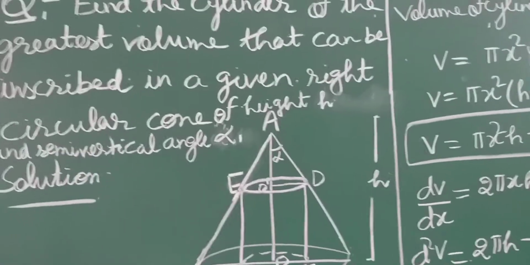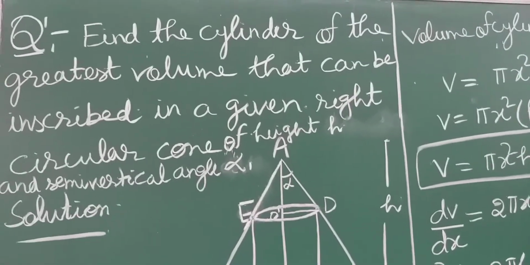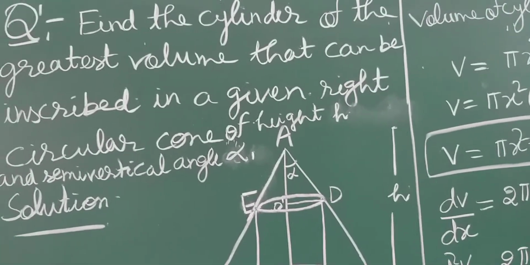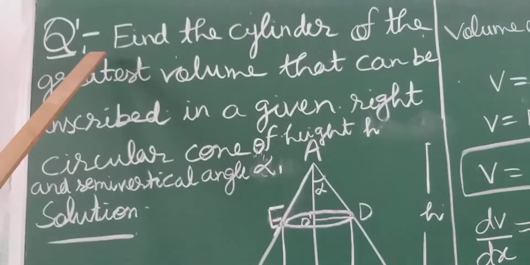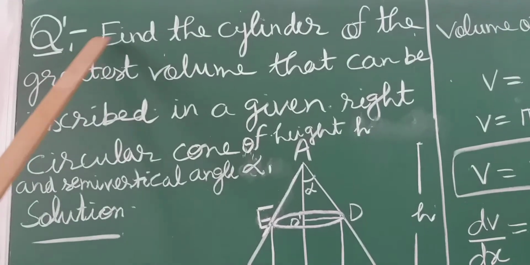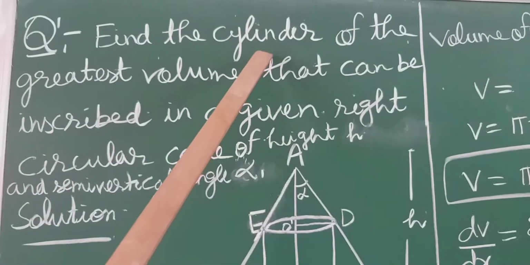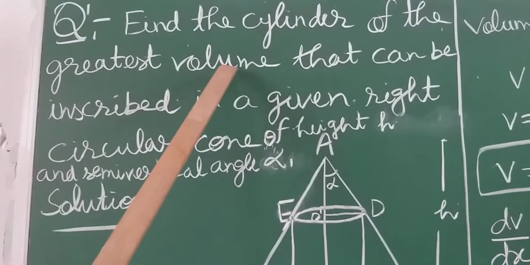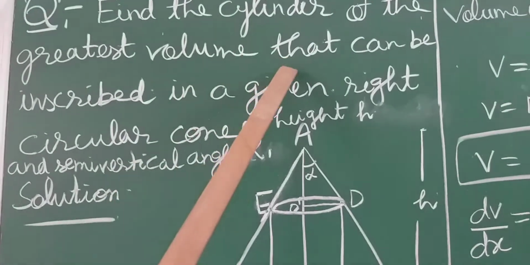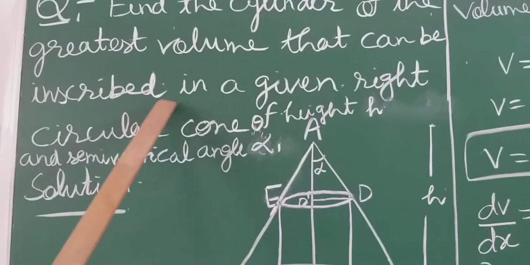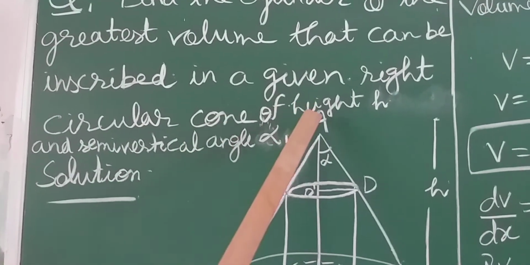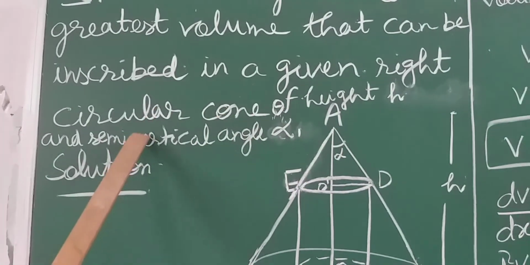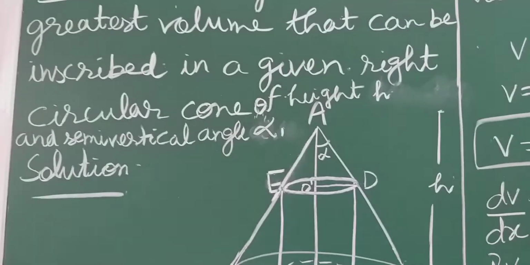Hello students, let us solve more questions of maxima and minima. So this is the question, students. Find the cylinder of the greatest volume that can be inscribed in a given right circular cone of height h and semi-vertical angle alpha.